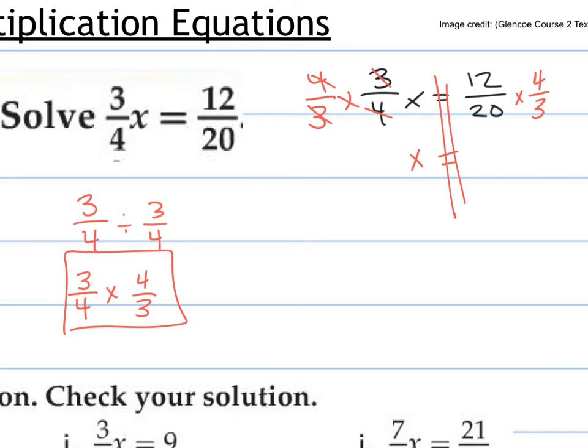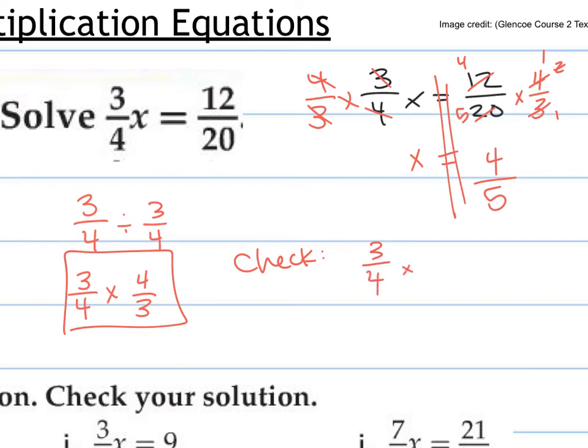I'm going to look for shortcuts. I know I can divide both of those by 2, or actually I can divide both of them by 4, and I'm left with 1 and 5. And I can divide both of these by 3. Okay, 4 times 1 is 4. 5 times 1 is 5. So x equals 4/5.